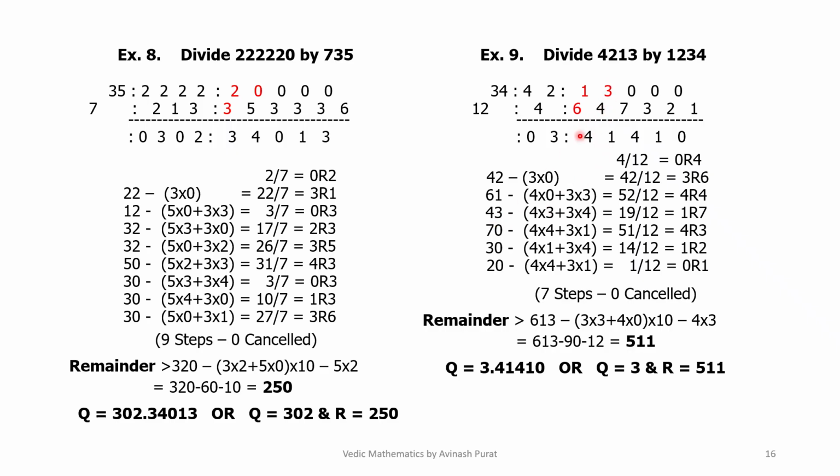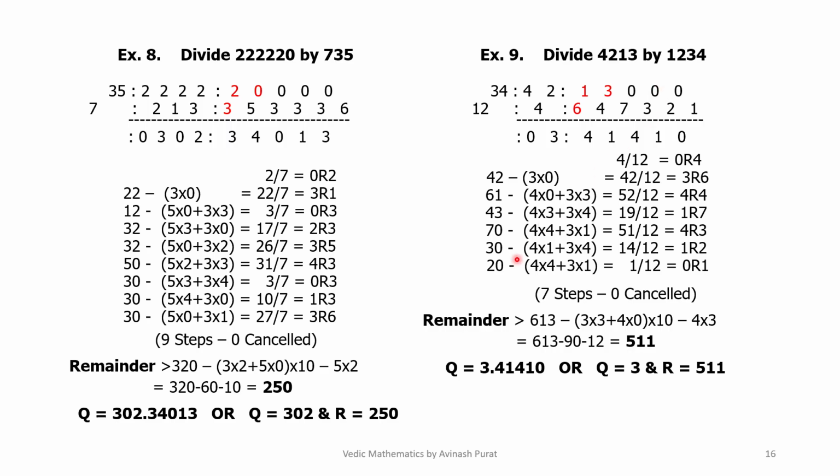Now 43 is next dividend, minus 4 into 3 plus 3 into 4, that is 12 plus 12, 24. 43 minus 24 is 19 divided by 12, quotient is 1 and 7 is the remainder. 70 when we take dividend, minus 4 into 4 plus 3 into 1, that is 16 plus 3, 19. 70 minus 19 is 51 divided by 12 equal to 4 is quotient and 3 is remainder.